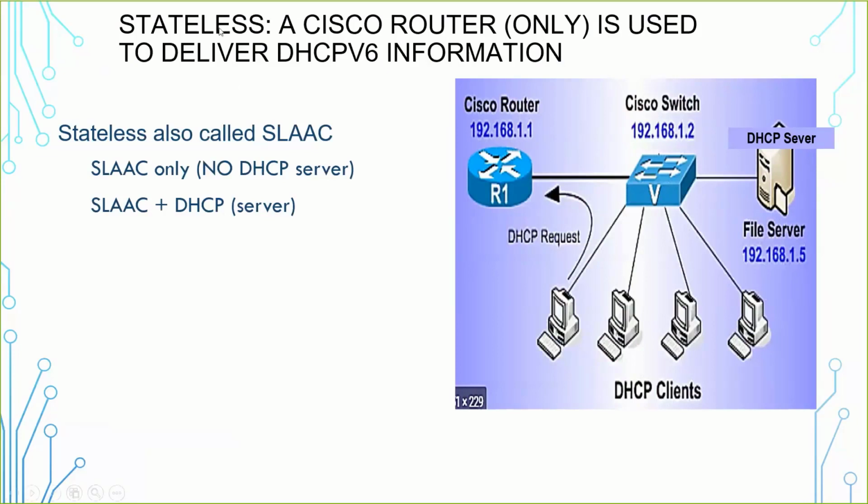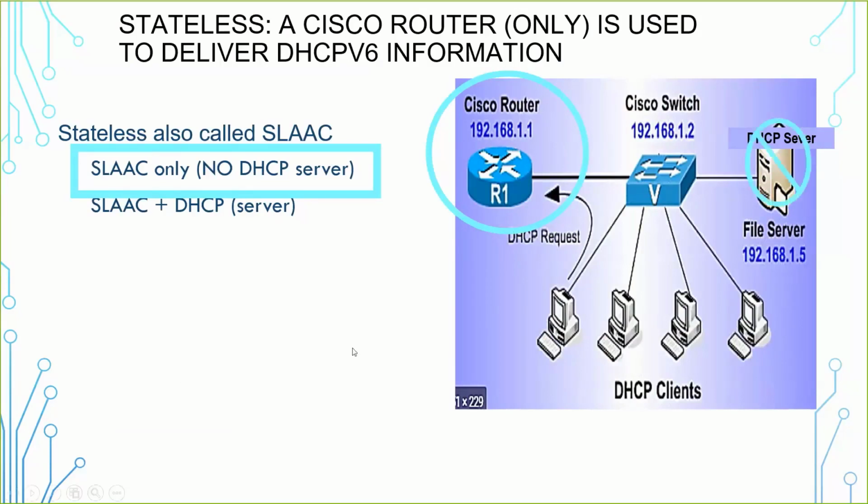So with stateless DHCP, what that means is that I am using my Cisco router as a server, because we know our Cisco routers are robust and have lots of capabilities. One of their capabilities is to behave like a DHCP server, okay? Now, if I'm using SLAAC only, then I am not going to be using a DHCP server for anything.